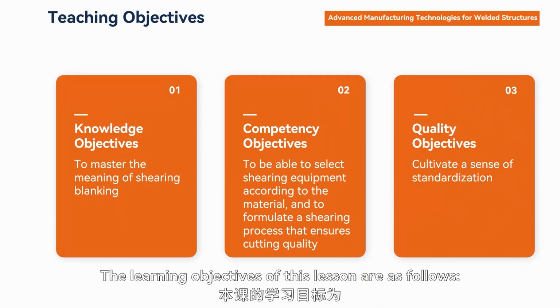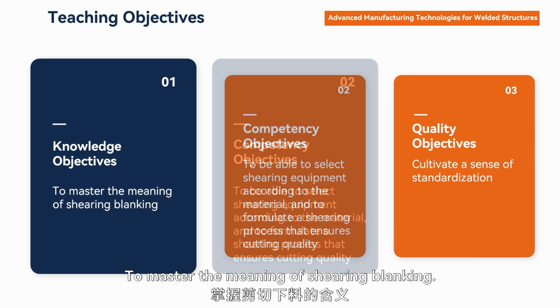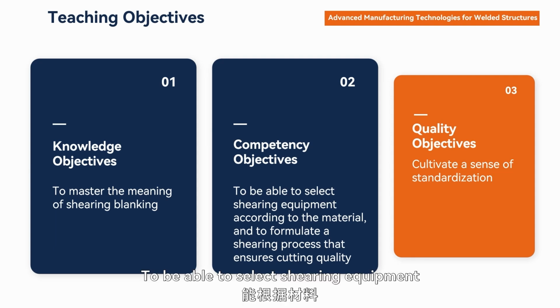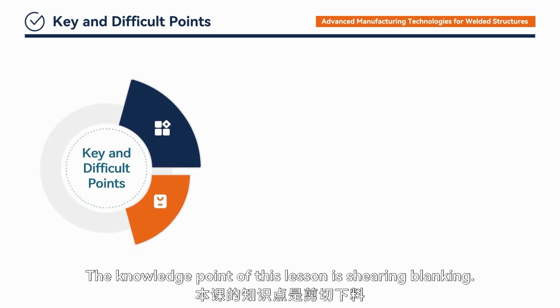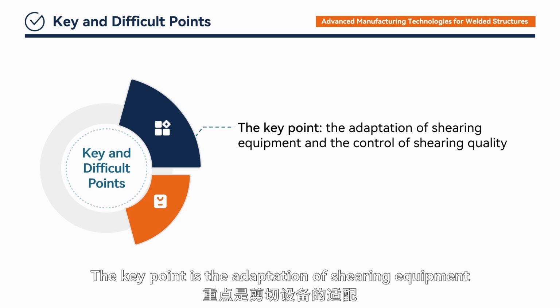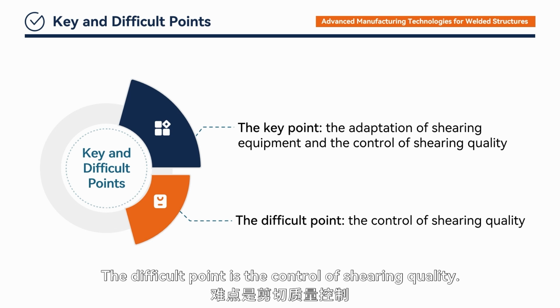The learning objectives of this lesson are as follows. Knowledge objective: to master the meaning of shearing blanking. Ability objective: to be able to select shearing equipment according to the material and to formulate a shearing process that ensures cutting quality. Quality objective: to cultivate a sense of standardization. The knowledge point of this lesson is shearing blanking. The key point is the adaptation of shearing equipment and the control of shearing quality. The difficult point is the control of shearing quality.